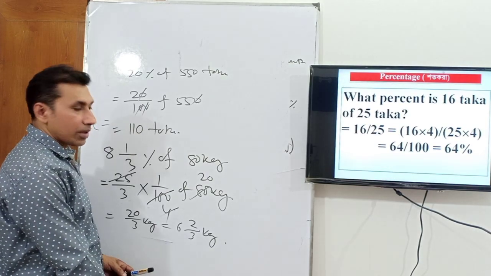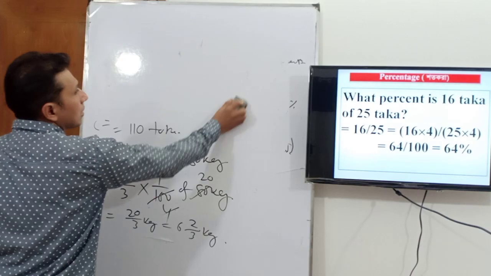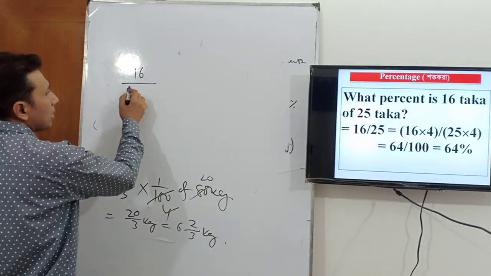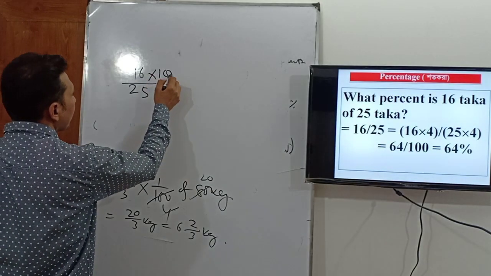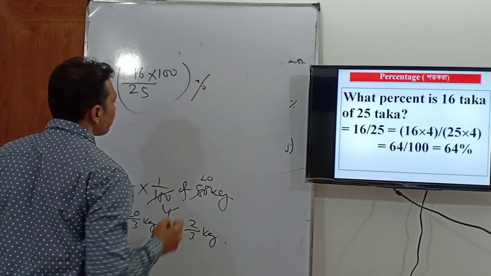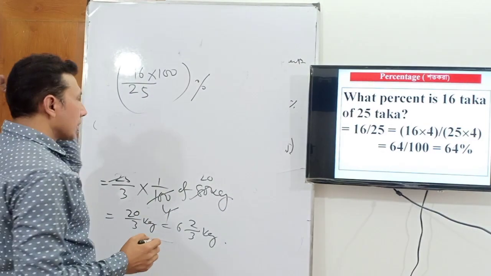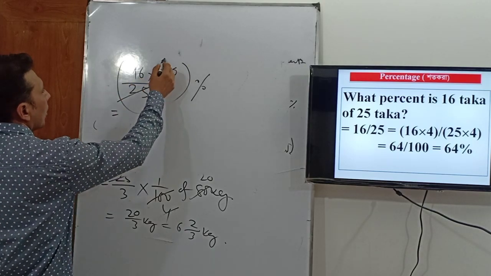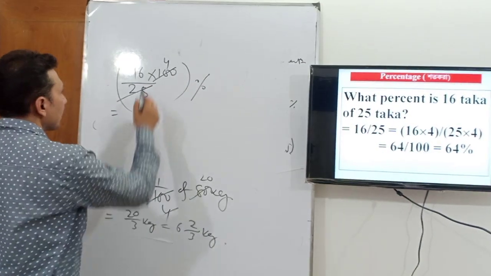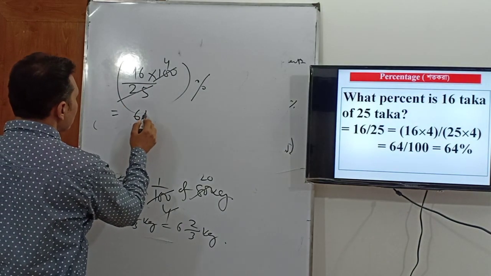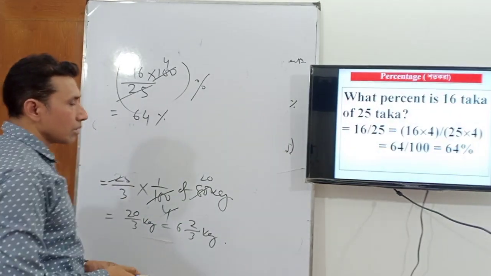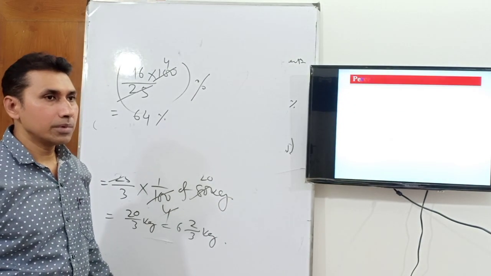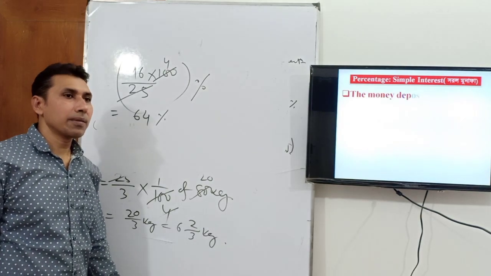Okay, now what percent is 60 taka of 25 taka? Then 60 divided by 25 into 100%, like the system. Okay, so 16 into 4 is 64%. Then the answer is 64%. Okay, I know that everybody is clear.